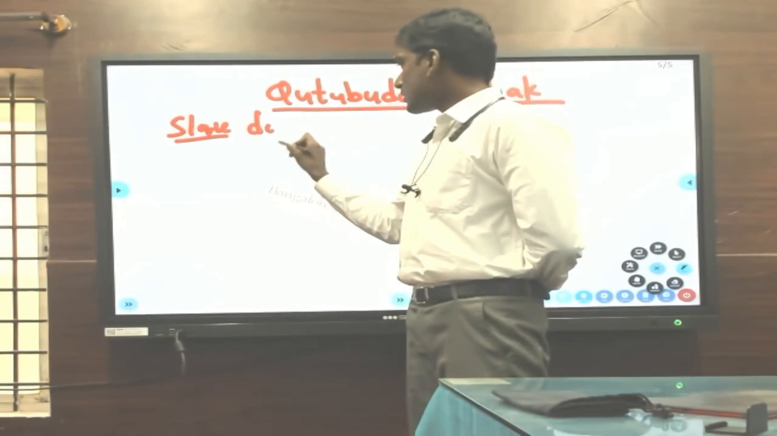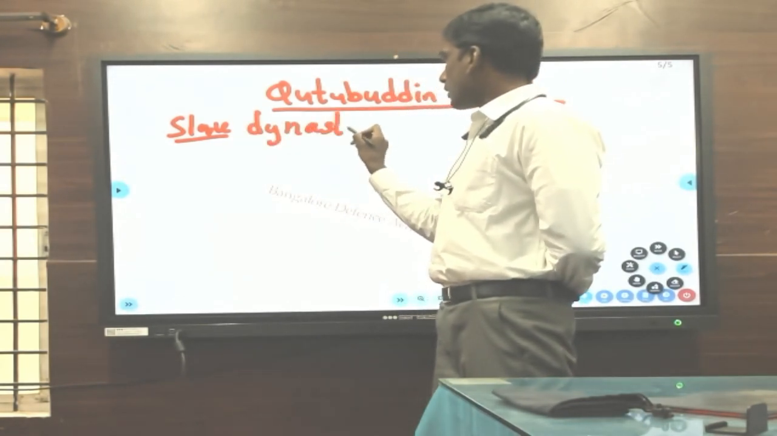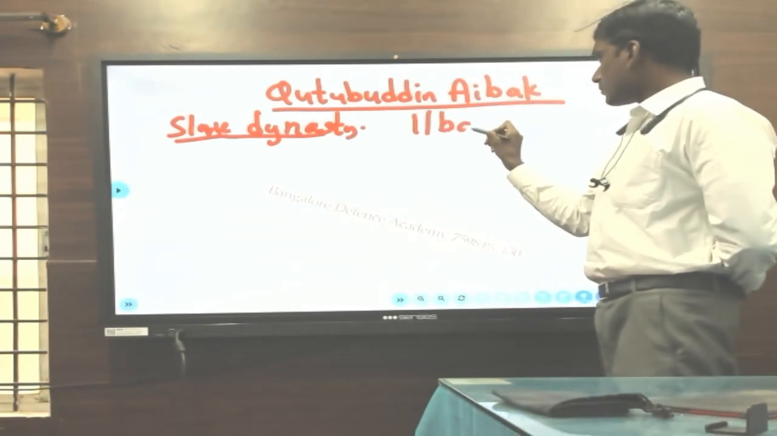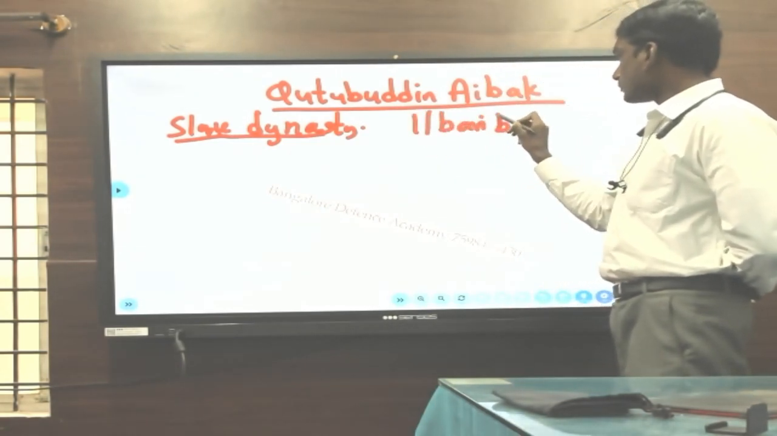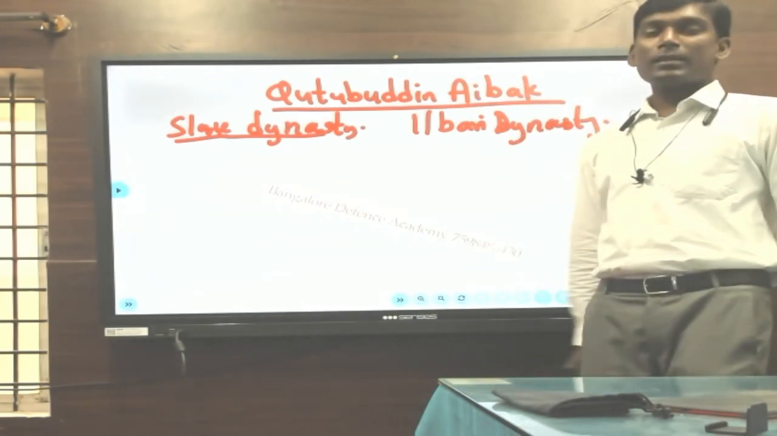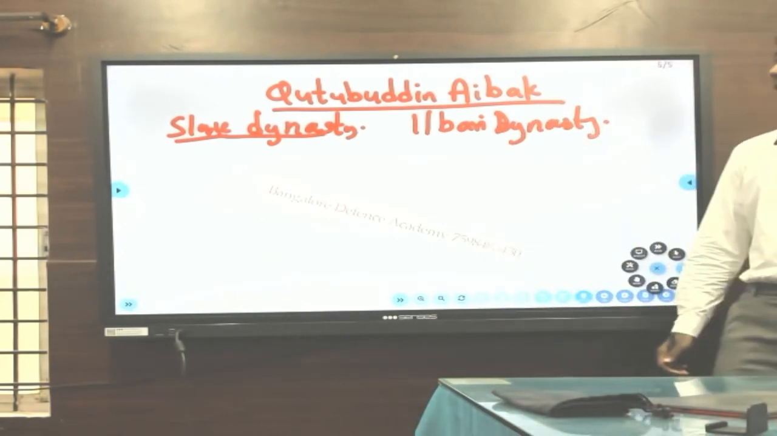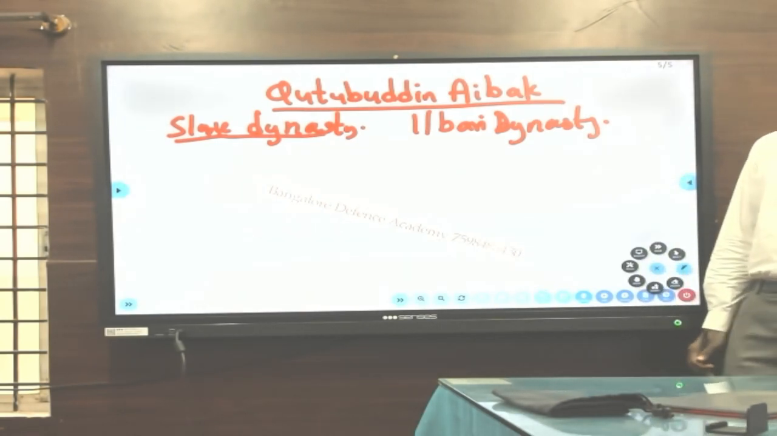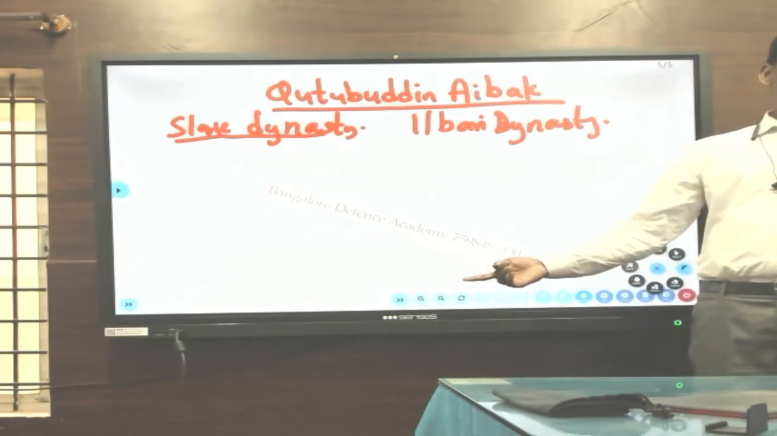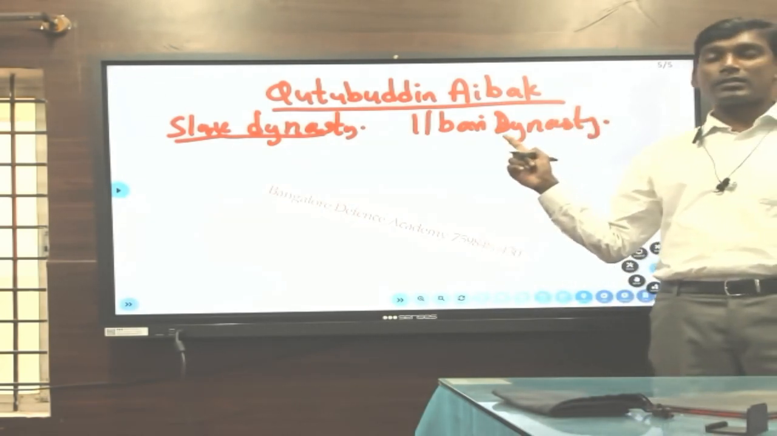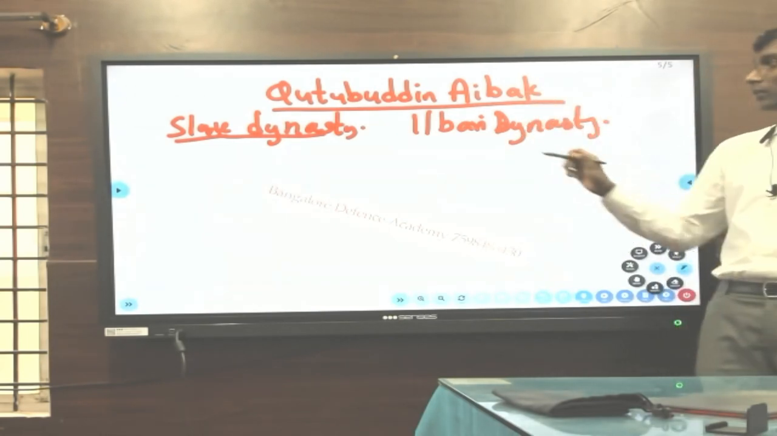So they may ask you the following questions, write down: slave dynasty, otherwise Ilbari dynasty. Written? Now, in the exam, sometimes they will ask you a question: who is the founder of the slave dynasty? Answer is Qutubuddin Aibak. Who is the founder of the Ilbari dynasty? Answer is Qutubuddin Aibak. You all understand?